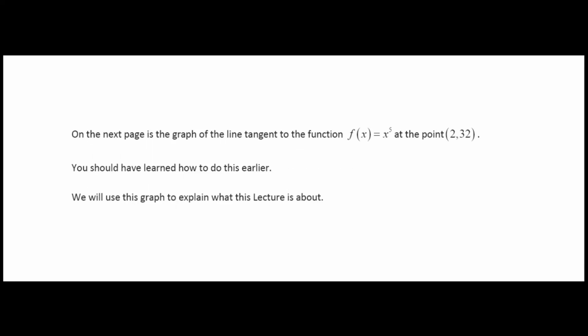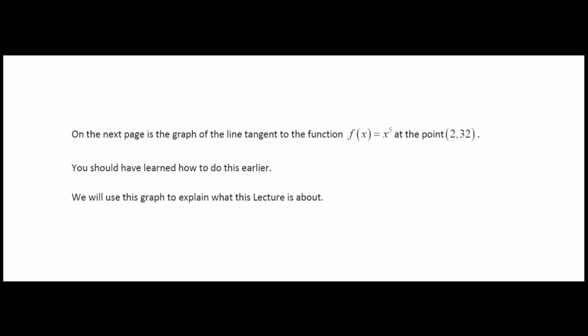So on the next slide, we're going to look at the graph of the line tangent to the function f of x equals x to the fifth at the point (2, 32). Now you should know how to do this from earlier sections of your calculus course. In other words, we have the point (2, 32), and if we weren't given the 32 and were only given the 2, we can find the 32 rather easily.